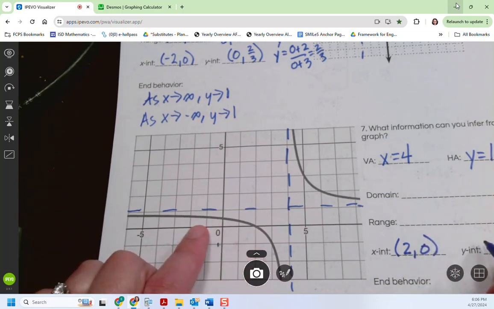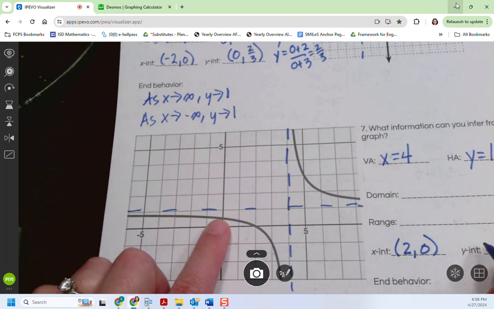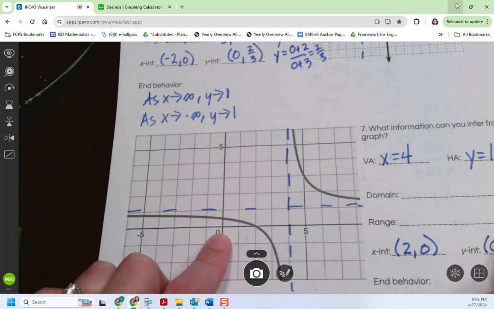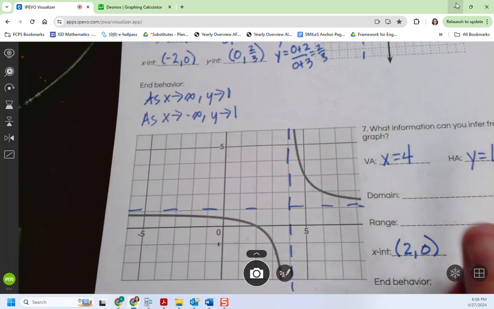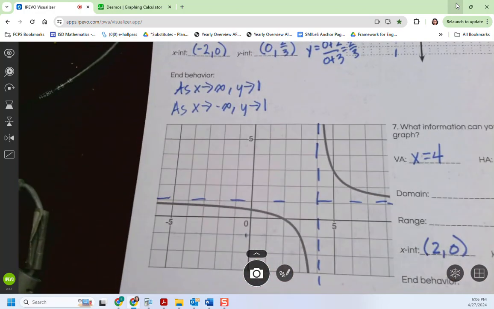And my y-intercept, I can't tell exactly where it is. It looks like it's about 0.5. I think it might be a little bit lower than 0.5, but 0.5 is a good guess. So that would be 0, 0.5. There's no hole in this graph. So in this graph, we only need to leave out our asymptotes.